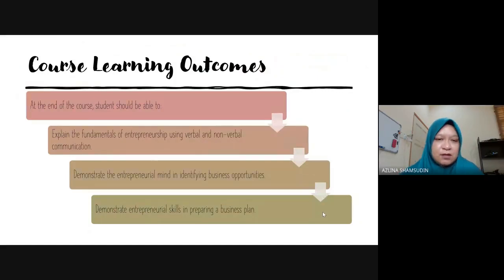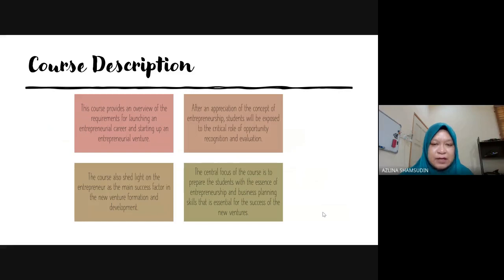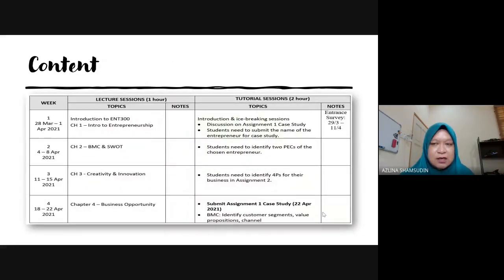At the end of the course, students should be able to explain the fundamentals of entrepreneurship, and to demonstrate the mind in identifying business opportunities. We hope that by the end of the semester, you can identify business opportunities so that maybe you can grab the opportunity to become an entrepreneur, and to demonstrate entrepreneurial skills in preparing a business plan. From this subject, you have to produce a business plan at the end of the semester. Lebih kurang lah ini.